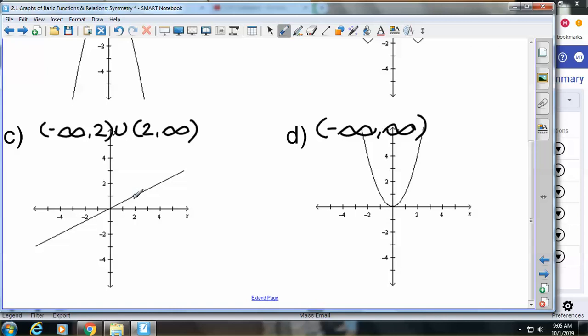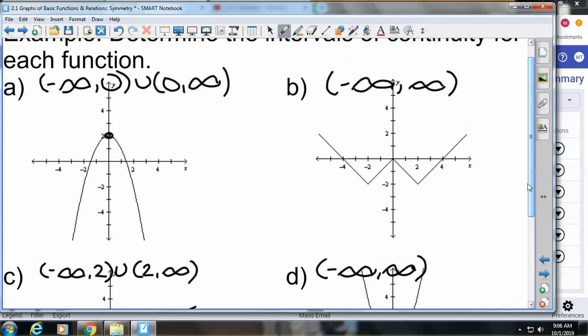called a union. It's basically like an OR. So you are continuous from here, from negative infinity to 2. We have to stop at 2. So if you have more than one piece, we just always put that U between them. And then it's continuous again after 2, from 2 on. And we make sure we put the parentheses on our 2, so that means not equal to 2. Yes? Yeah. Anything else?